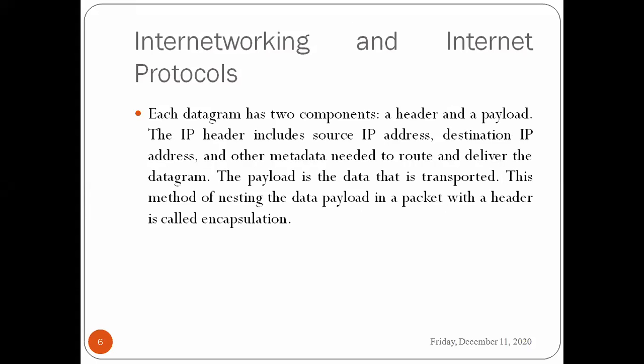So that is a datagram, which means one packet of data. It contains two components: a header and a payload. The IP header includes the source IP address, the destination IP address, and other metadata needed to route and deliver the datagram. The payload is the data that is transported.